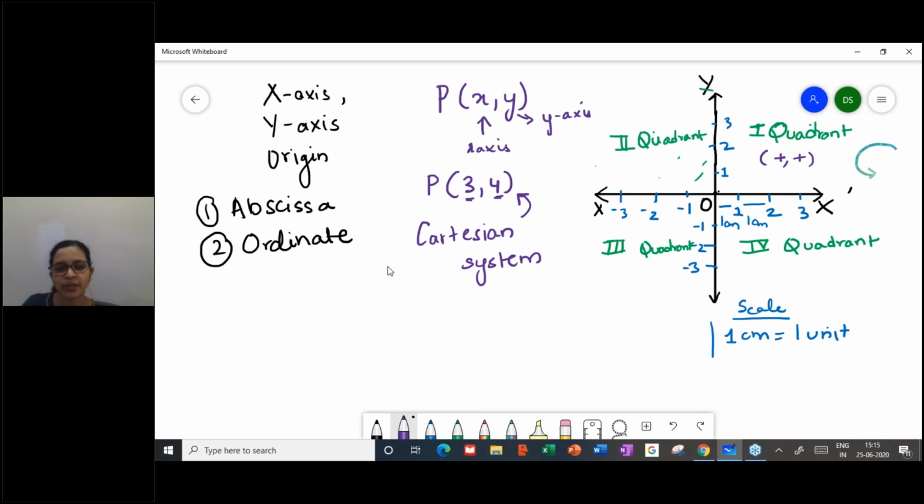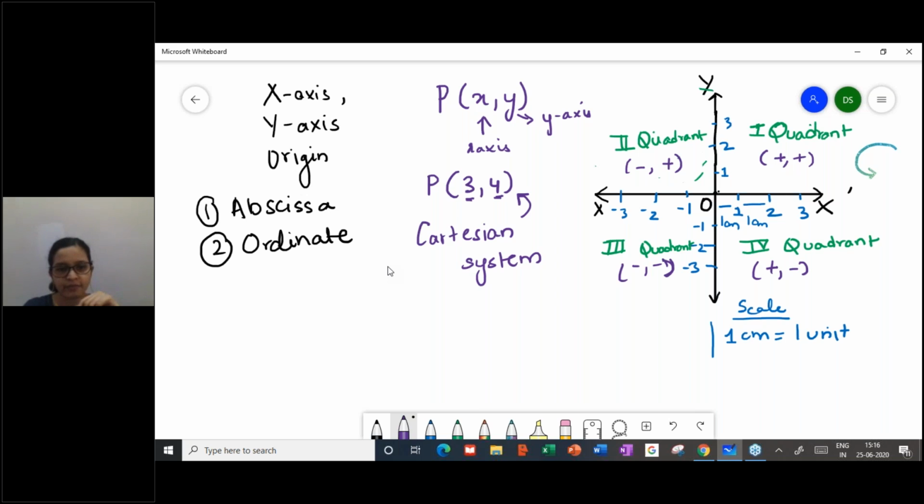Plus plus. What about in the second quadrant? X is negative and y is positive. So you write it like this. Third quadrant, both are negative. And the fourth quadrant, x is positive, y is negative. So plus minus.